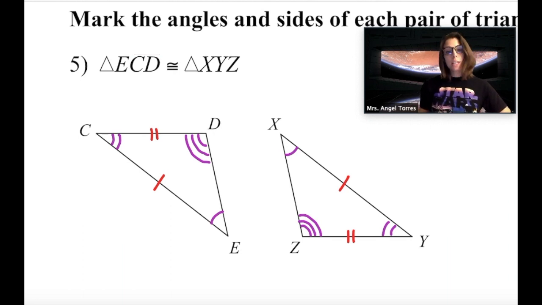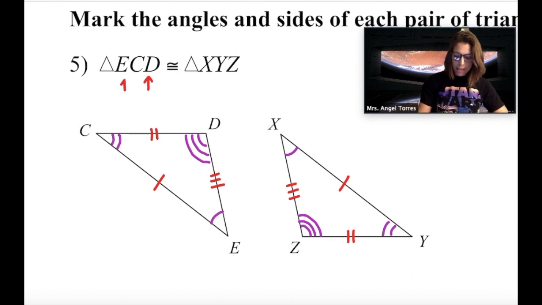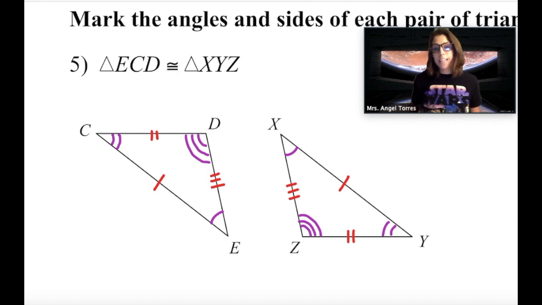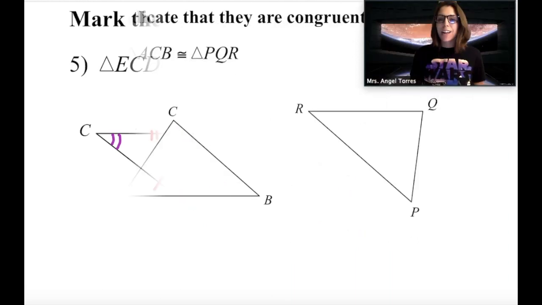That means that the only last option here is that side DE, going from the 3 arc to the 1, is congruent to side ZX. And you can see that in the statement right here. Side DE and side ZX. Now that all the side lengths and angles are marked, we can say that these two triangles are congruent, and the diagram shows that. Okay, your turn.